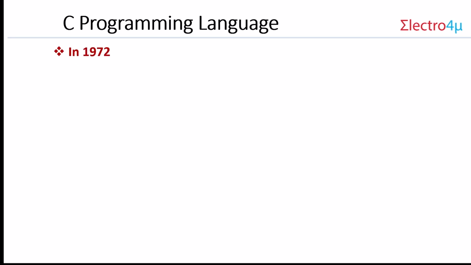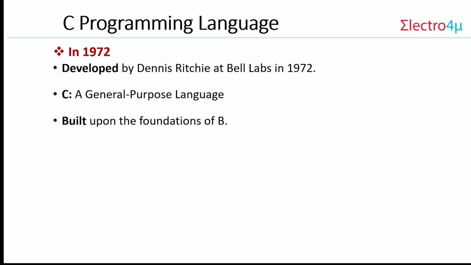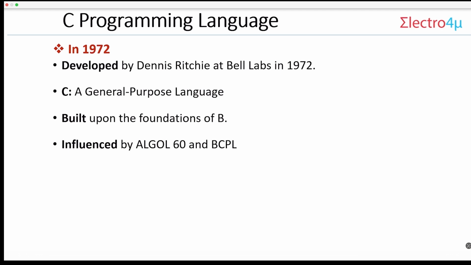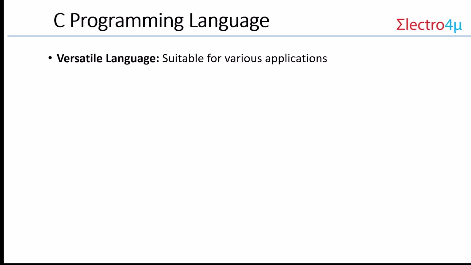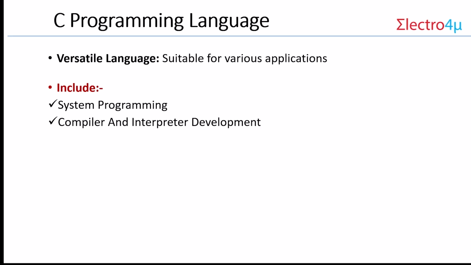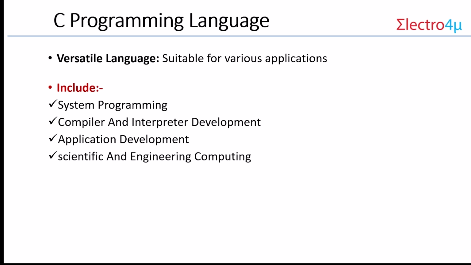Finally, in 1972, the C programming language was developed by Dennis Ritchie at Bell Labs. It is a general-purpose language that builds upon the foundation of B, which itself was influenced by BCPL and ALGOL 60. C introduced powerful features like strong typing, structured programming, and a rich set of operators, making it a versatile language for various applications, including system programming, creating operating systems, device drivers, and embedded systems; compiler and interpreter development, creating compilers and interpreters for other programming languages; application development, building software applications across various domains such as games, databases, and web development; and scientific and engineering computing, performing complex calculations and simulations.